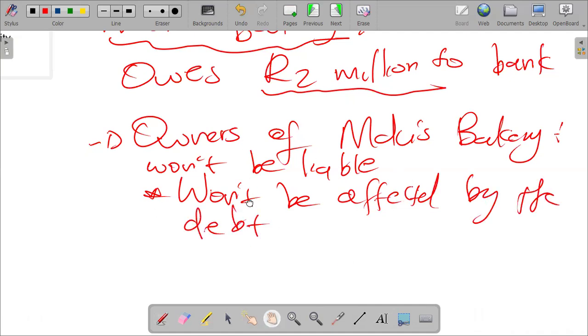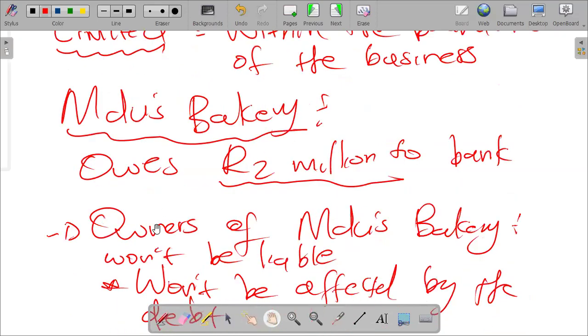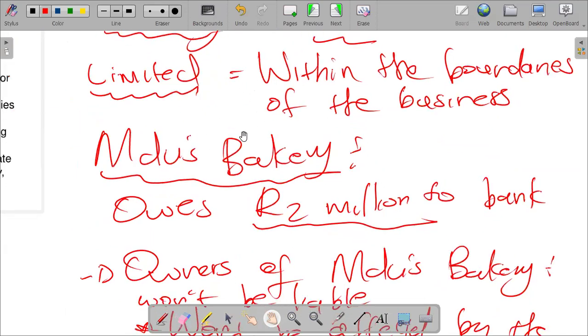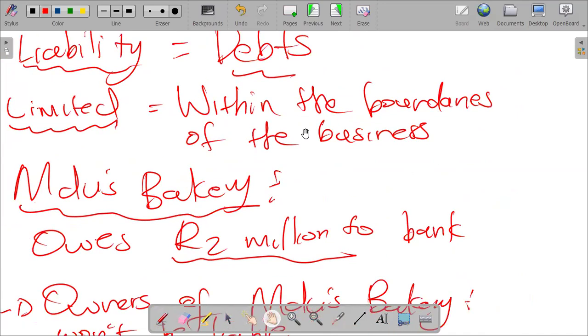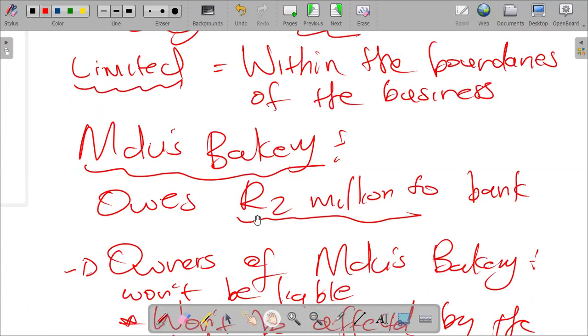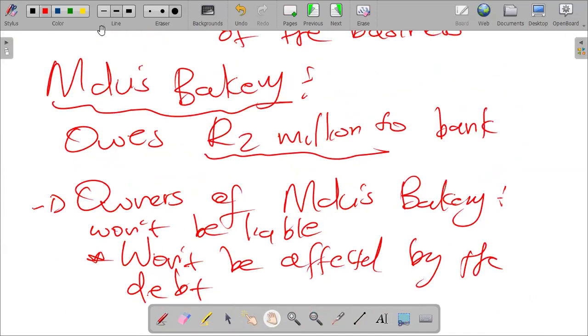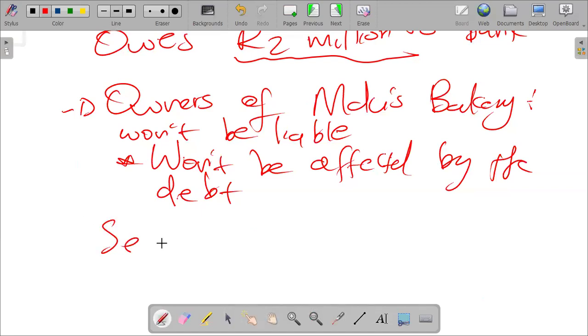So do you understand what limited means? If a debt is limited, it means that the owners of the particular business won't be liable, they won't be affected by the debt. It means that the debt is only liable to the business. It's within the boundaries of the business. So that debt is owed by the business. It's owed by Dudu's Bakery, not the owners. So you separate the two.